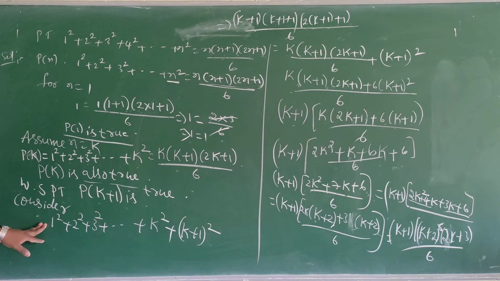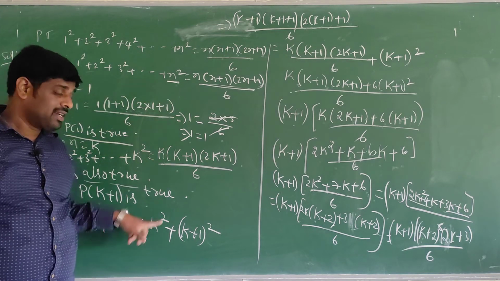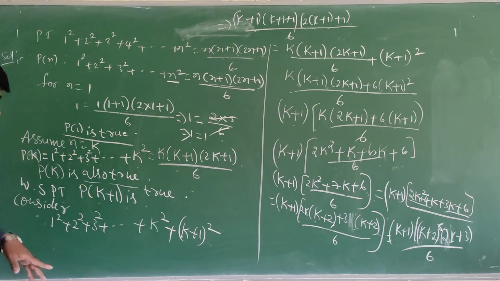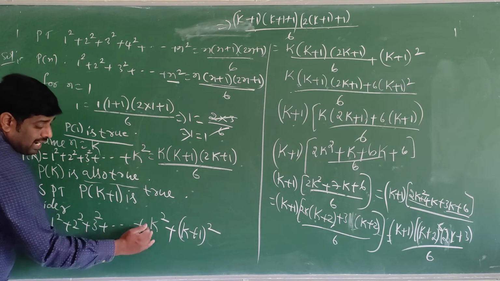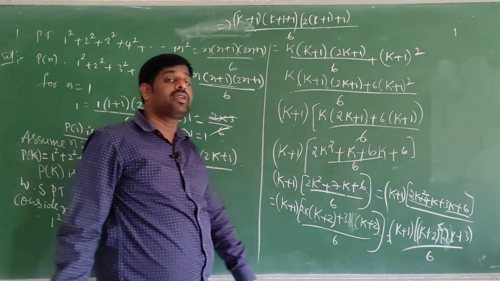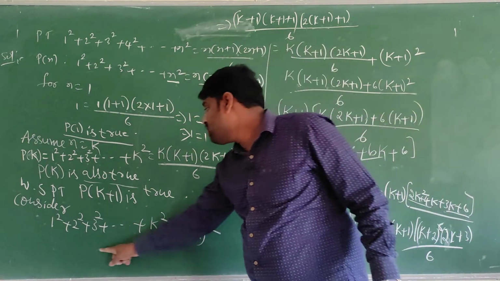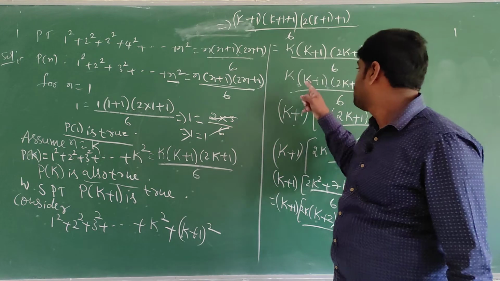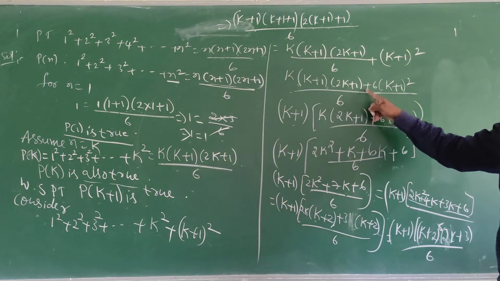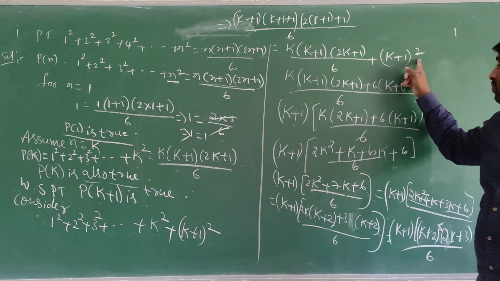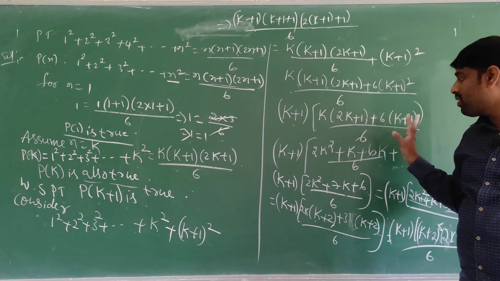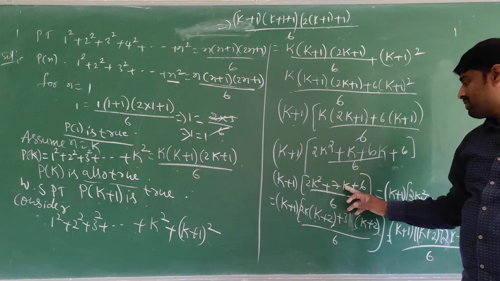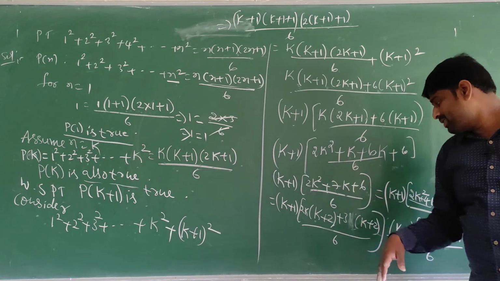Okay, consider, wherever n is there, replace n by k. That is 1 square plus 2 square plus 3 square and so on plus k square, extended up to k plus 1. Now this value is there here. Substitute k into k plus 1 into 2k plus 1, plus k plus 1 whole square, divided by 6. Taking the LCM and simplifying, you will get 2k square plus 7k plus 6 divided by 6.